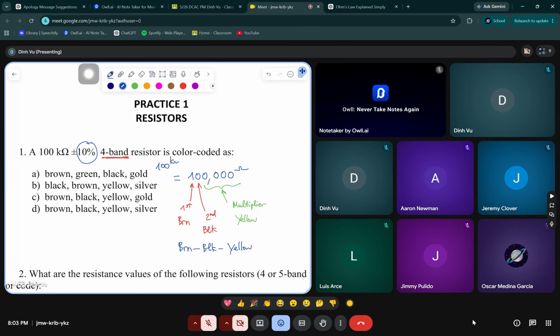10% here. This is the band number 4. This is silver. This is 10%. So brown, black, yellow, silver. So the correct answer is B. Brown, black, yellow, silver.